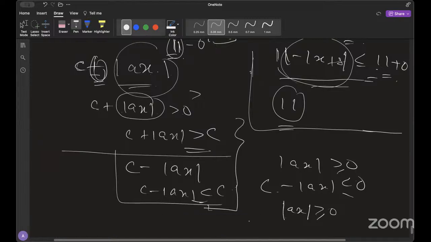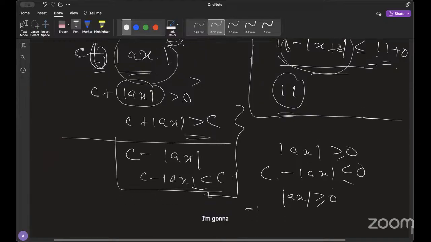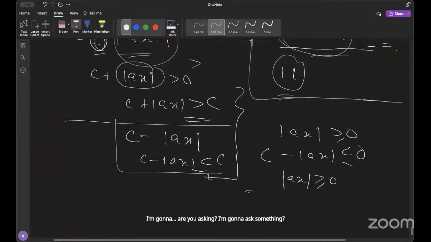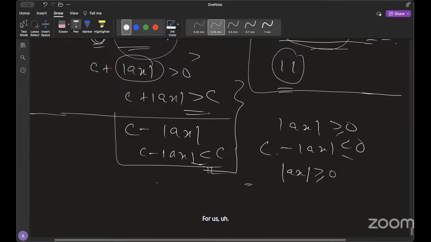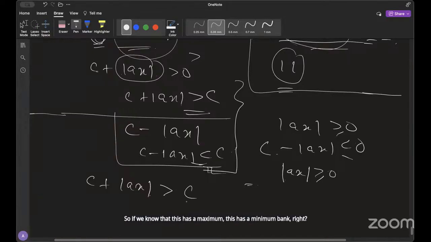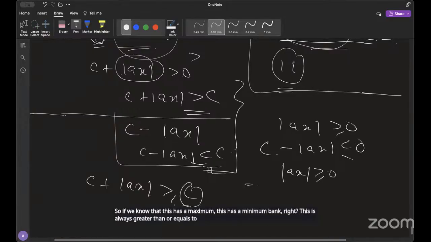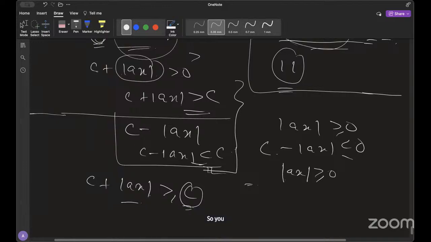Ma'am, can I ask something? Yes. Ma'am, you said minus infinity goes to minus infinity and plus infinity goes to plus infinity. How is this defined? Please explain a little. Okay. If you have something like this, let's say you have this thing. So this has a minimum value, right? This is always greater than or equal to C. This is the minimum value for this function. So you have a minimum value for this, but you don't have a maximum value for this function.